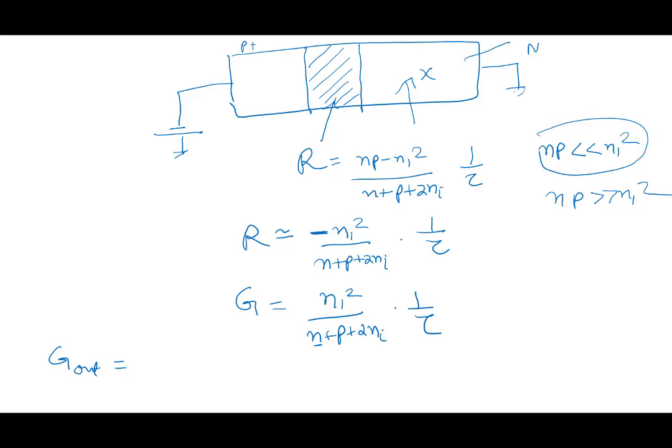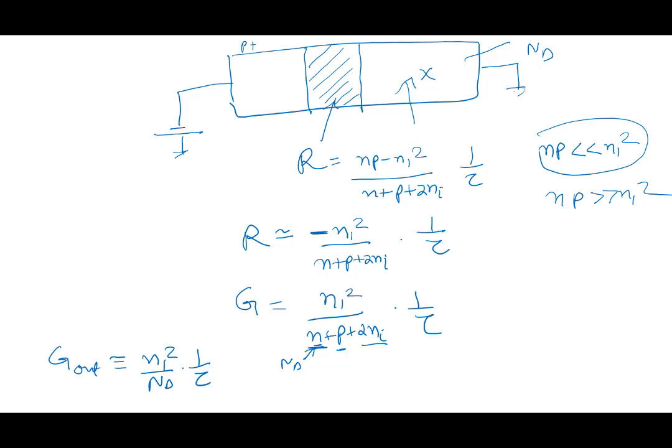It's n-type doping, electron density is very high, equal to Nd. P is small, and Ni is obviously much smaller than this. So what happens to the generation rate? Ni square over Nd times 1 over tau. That's the generation rate outside the depletion region. Net generation rate. So these many carriers are being generated per unit time.